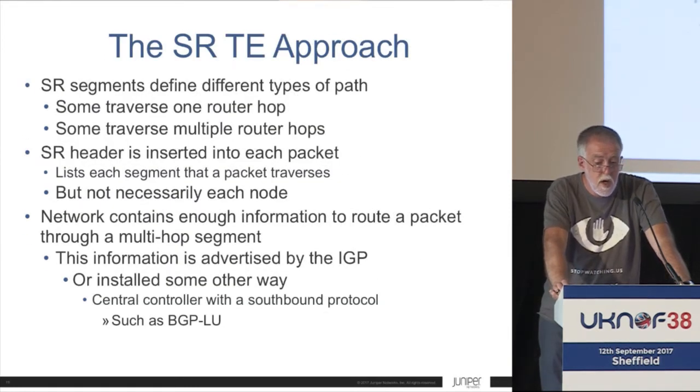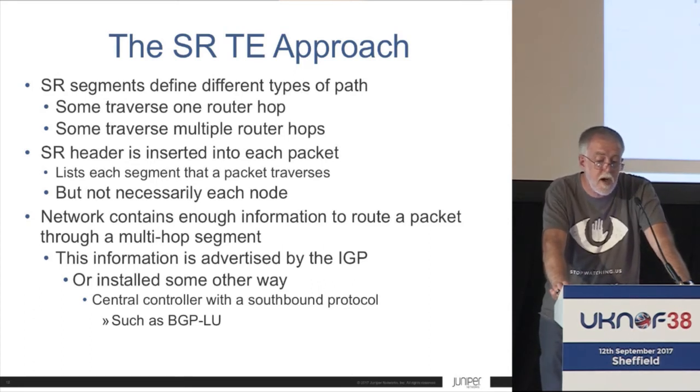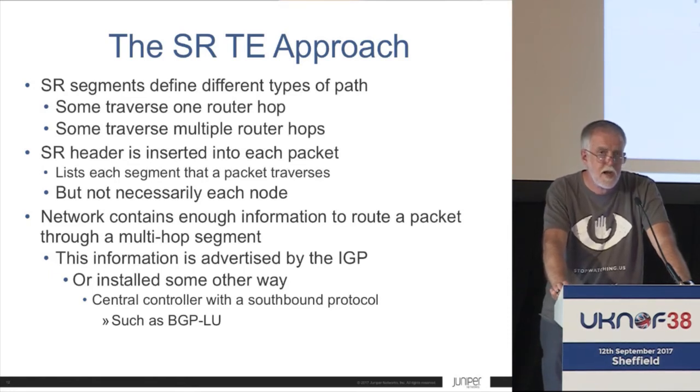So how does it work? The segments define the type of path, as I say, some a single hop, some multi-hop. We build a segment routing header which we insert into each packet, and that header is a list of each segment identified by the segment identifier that the packet is required to traverse. So that's not necessarily every node it has to traverse. These are loose hops. And then the network has to contain enough information to resolve getting the packet from one end of a segment to the next.